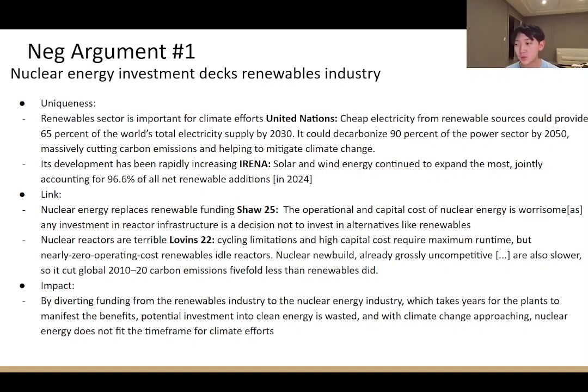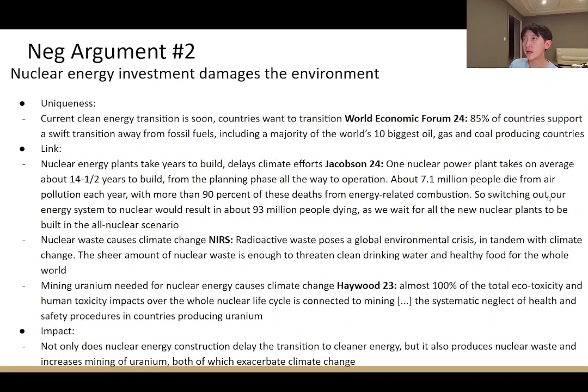So because we have to wait 10, 20 years for these nuclear plants to actually be built, that means we're just wasting efforts on climate change, and we're also never going to see the benefits of nuclear energy in the first place, because by then climate change may already be irreversible and we may not have a solution by then. Okay, let's look at neg argument number 2.